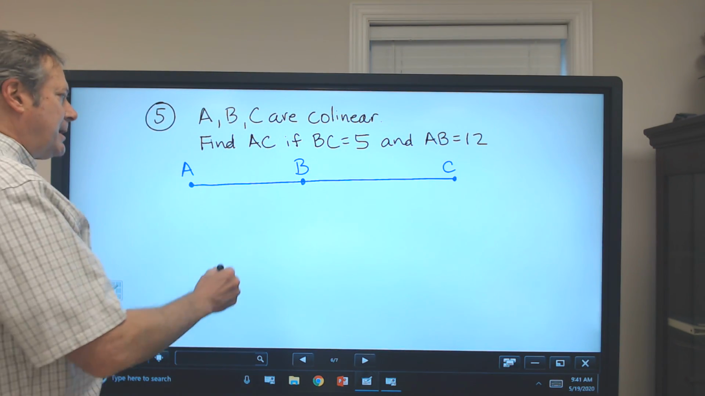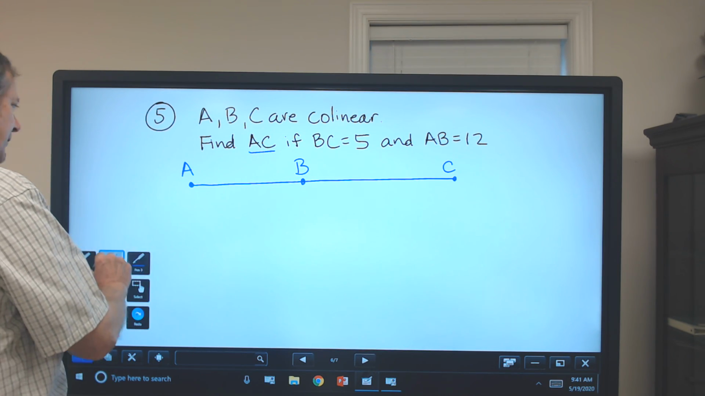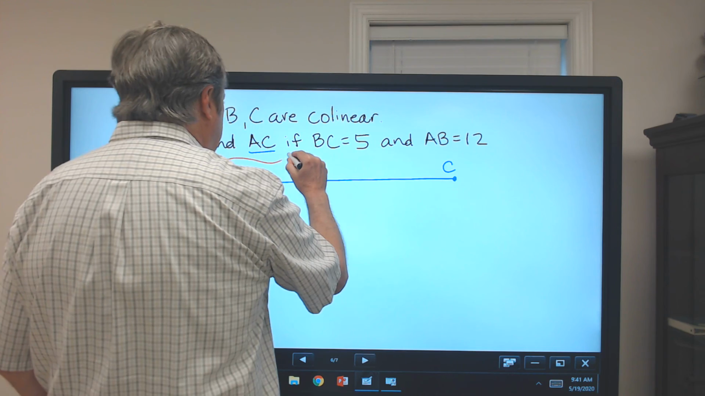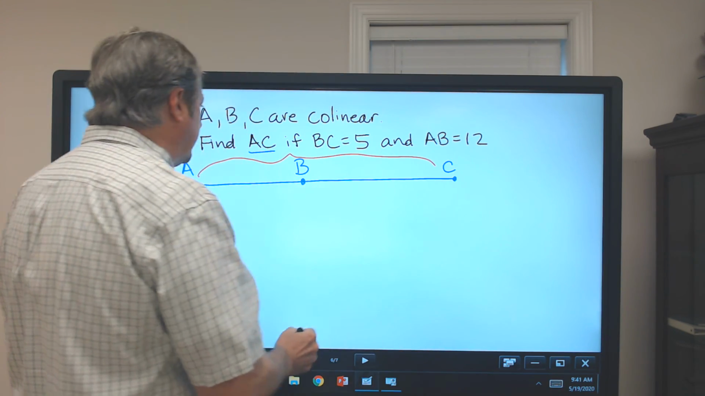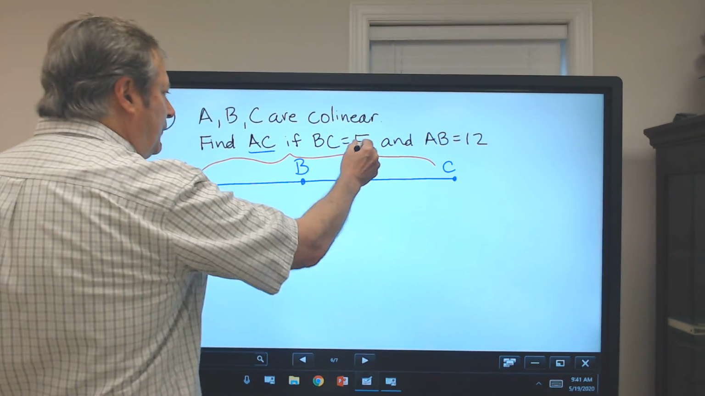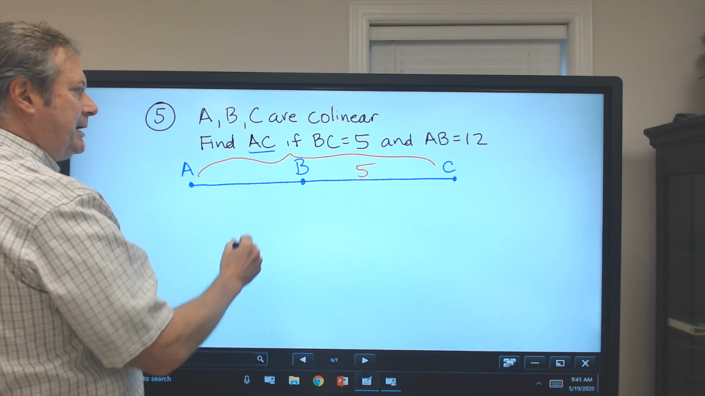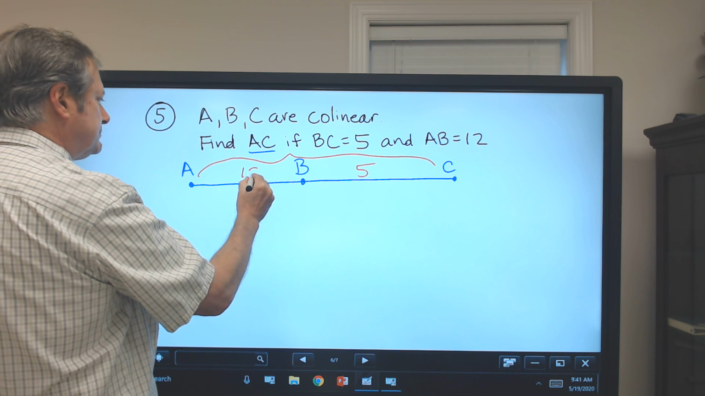And so what are they asking? We're trying to find AC. All right, so let's indicate that. When we're all done, we're trying to find this whole length from A to C. We know that B to C is equal to 5, and A to B is equal to 12.